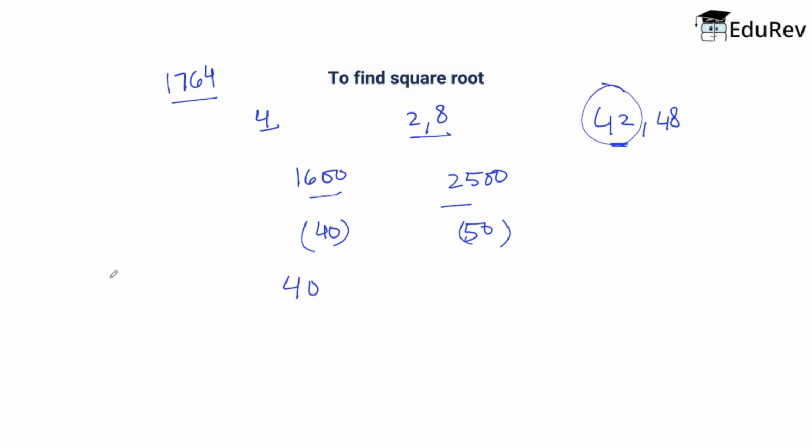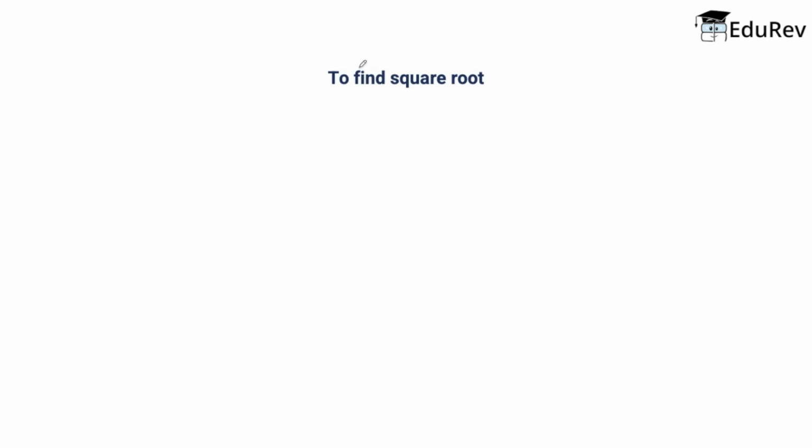Let's take one more example, and that example has to be what? 1444. Alright. Now, because it's ending with 4, the square root should end with either 2 or 8. We all know this, right? So it should either end with 2 or 8. Now 1400 is between what? 900 and 1600. We all agree to it, but it's closer towards 1600.